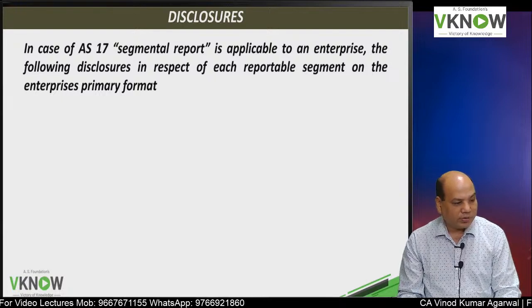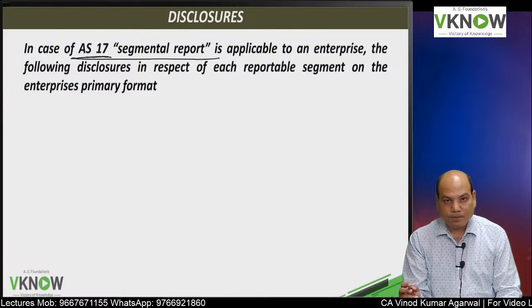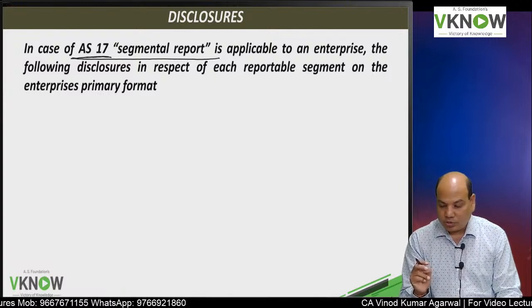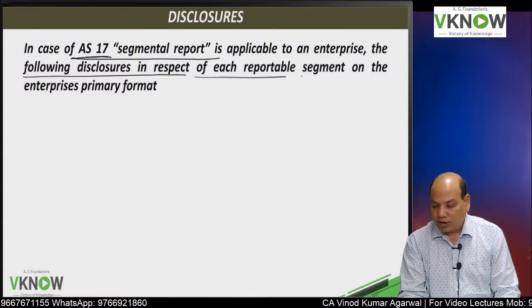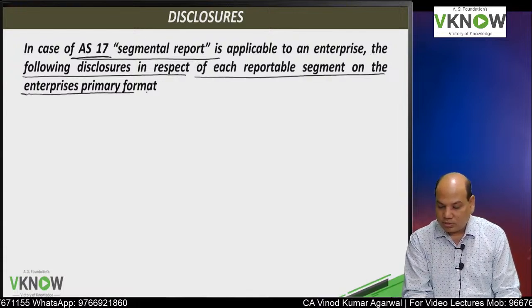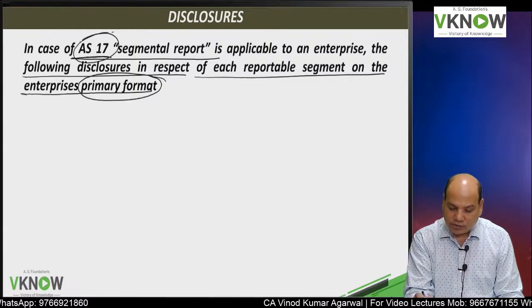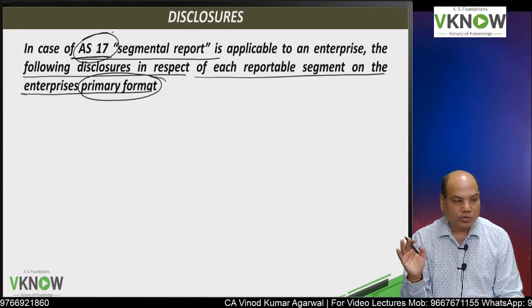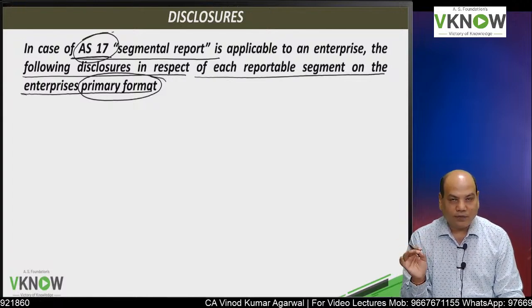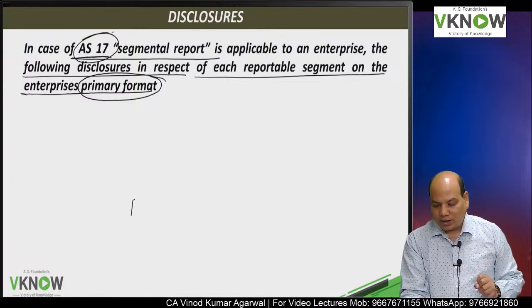The next paragraph is in case the entity is following AS 17. What is AS 17? Segment report. Then you have to make the following disclosure for each reportable segment on the enterprise's primary format. Under AS 17, there are two formats: the primary format where all disclosures are given, and the secondary format where limited disclosures are given.